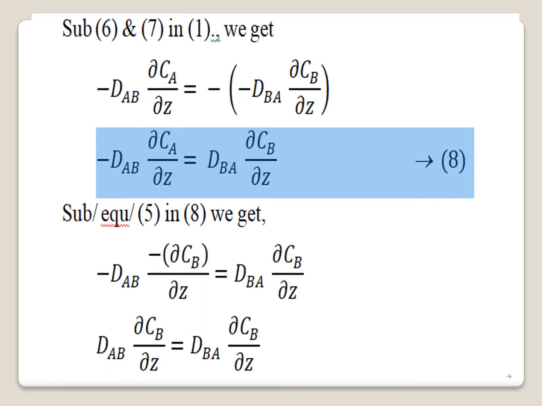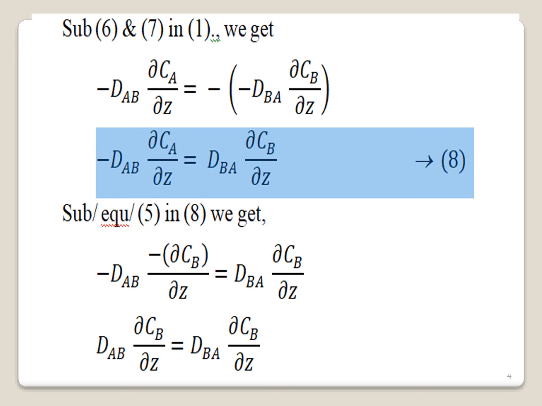Substitute 6 and 7 in the first expression. We get minus DAB dou CA by dou Z minus of minus DBA dou CB by dou Z. Minus into minus is plus, so we get DBA dou CB by dou Z is equal to minus DAB dou CA by dou Z. This is the eighth expression.